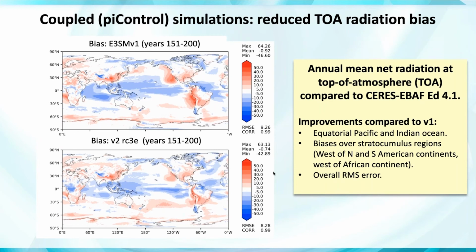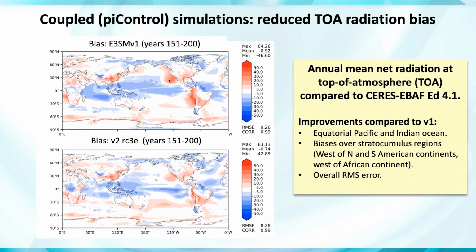We also have improvement at the top of the atmosphere. This is looking at the net radiation, which measures a lot of the cloud impacts. We have reduction in the equatorial Pacific and Indian Ocean. You see the blue bias here, the negative bias is reduced. It's still present, but it's reduced. And there is also a substantial reduction in the bias over the stratocumulus region.